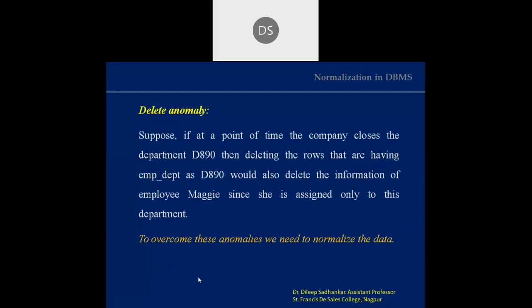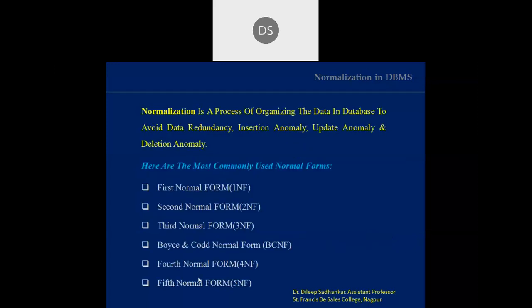Actually, this should not happen, and because of this, before inserting data or doing anything, we have to overcome this issue, and this issue can be overcome with the help of normalization of the database. Normalization is a process of organizing the data in a database to avoid data redundancy, and along with that, avoiding the anomalies that we have discussed: insert anomaly, update anomaly, and deletion anomaly. So that is the advantage of normalization.